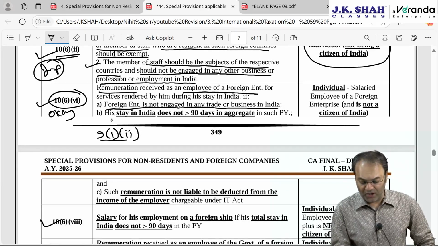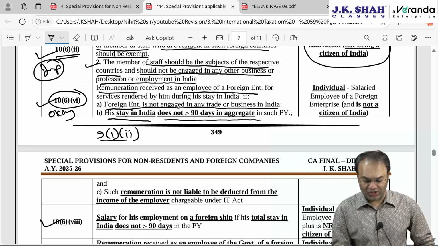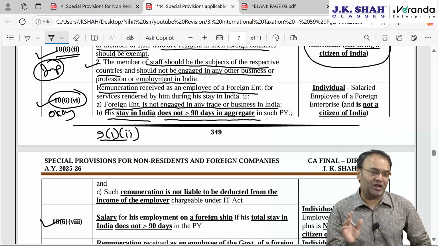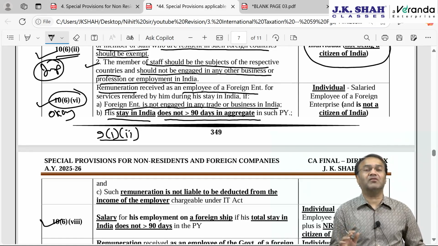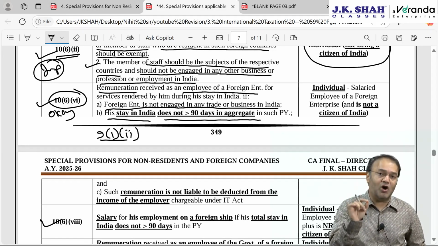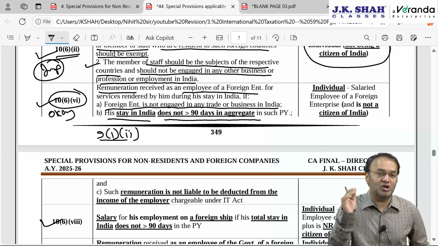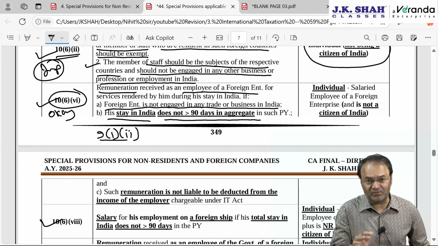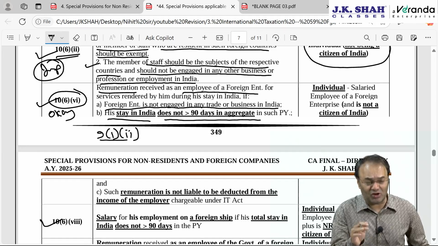Okay. Provided his stay in India does not exceed 90 days in aggregate. These are the two conditions, and there is one more condition which is slightly off the track, but before that, whose income are we talking about? We are talking about income by way of salary of an employee of Suzuki Motors who comes to India for a maximum of 90 days, and he earns salary income in India because his salary is accruing in India.